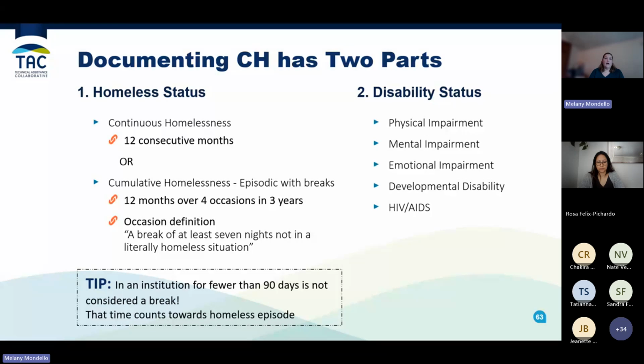Okay, so chronic homeless documentation has 2 different parts: homeless status and disability status. We've talked about disability status already. There's more information available there if we need to get that to you. But we're really going to focus on this homeless status and the continuous homelessness for 12 months, or how to do episodic documentation for cumulative homelessness, which is 12 months over 4 occasions within 3 years, with a break being at least 7 nights.